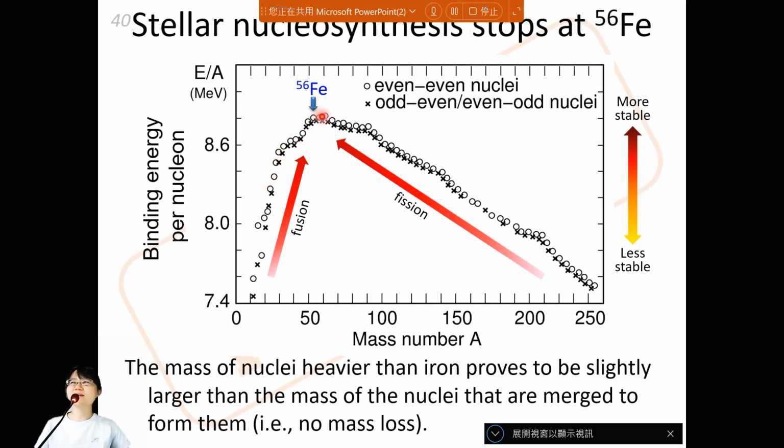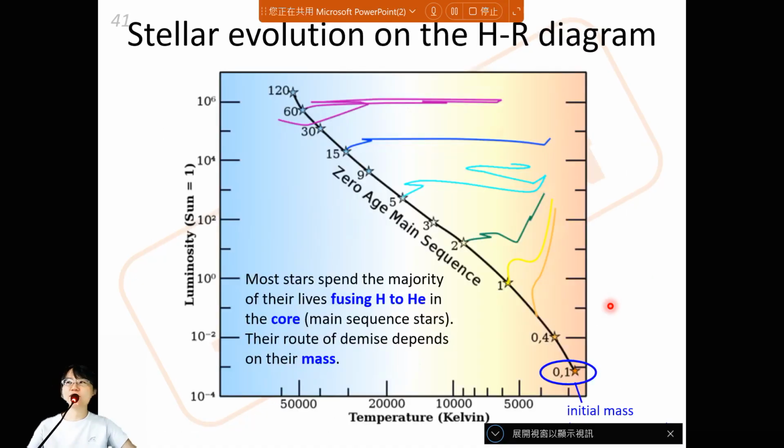Then you might ask, how come we have so many elements here? How are they formed if nuclear fusion stops here? That is your assignment. These are some physics that we need to know in order to go further into nucleosynthesis in stars. We want to now switch back to the HR diagram.